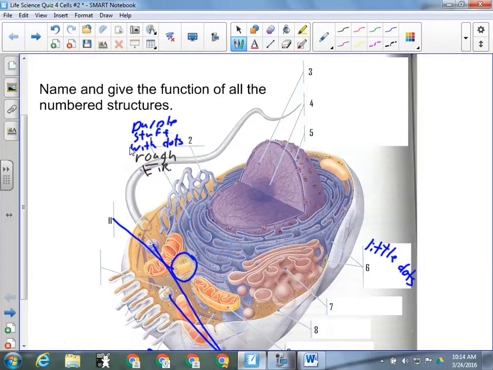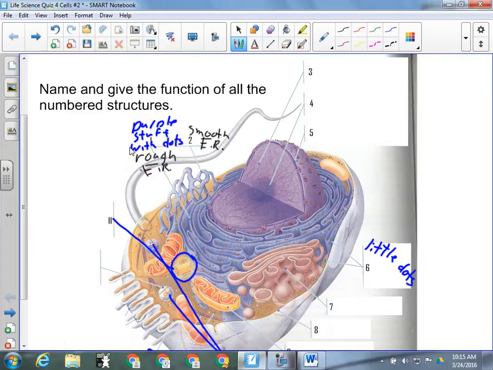All right, number 2, its counterpart, the smooth ER. The smooth ER breaks down complex carbohydrates, builds and repairs membranes using lipids, detoxifies poisons. Complex carbohydrates, detoxifies poisons, makes lipids, repairs membranes. Sorry, I said the same thing twice. Any one of those functions would be acceptable there. You don't have to have them all.